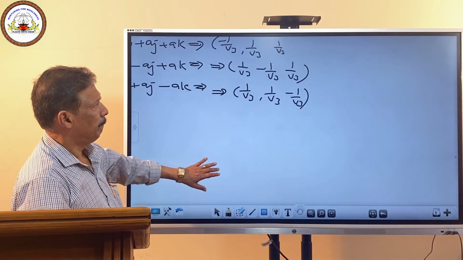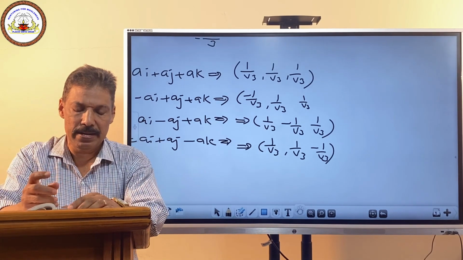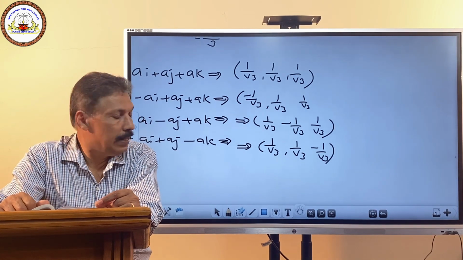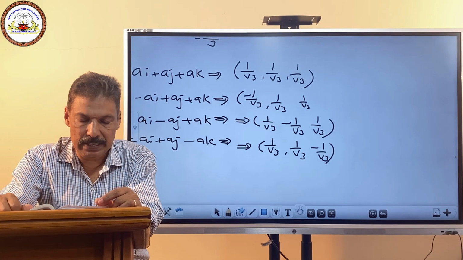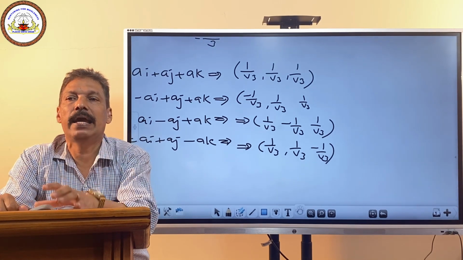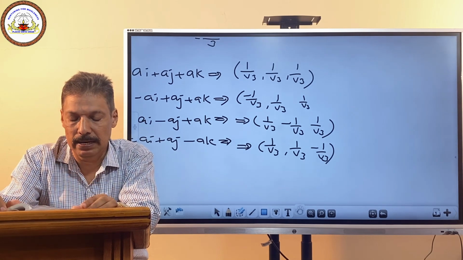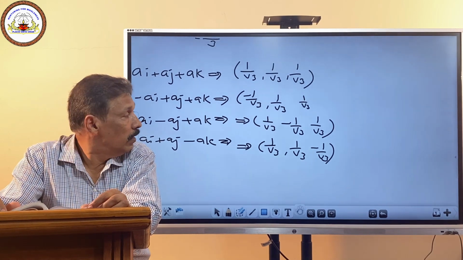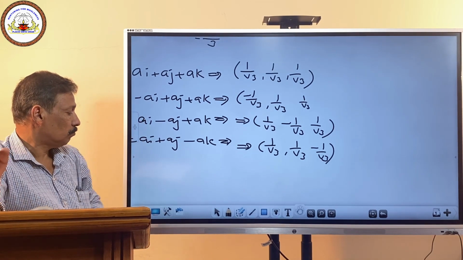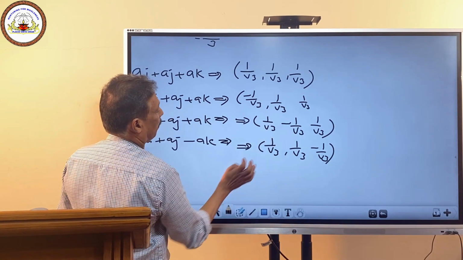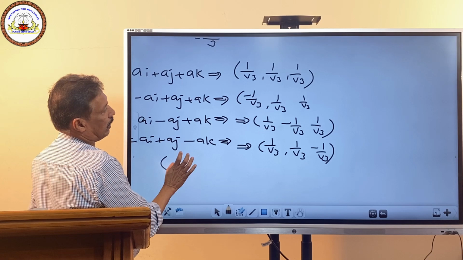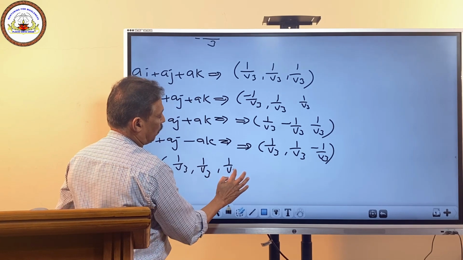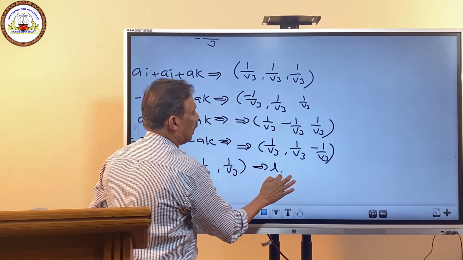Our question says a line makes angles alpha, beta, gamma, delta with the four diagonals of the cube. That means for a certain line, first of all we take the direction cosines of the line as l, m, n. The line whose direction cosines are l, m, n makes angle alpha with the first diagonal. Therefore, the first diagonal is 1 by root 3, 1 by root 3, 1 by root 3. Then our line direction is l, m, n.